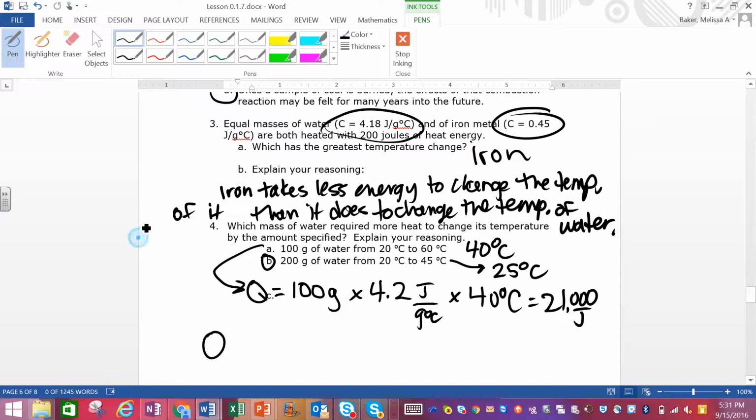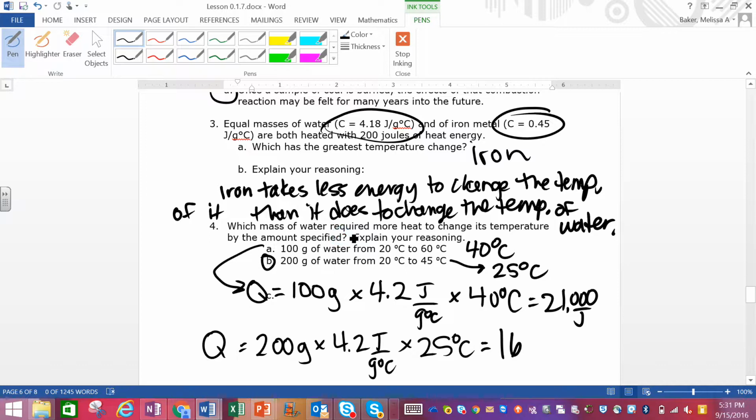Okay, how about letter B? Q is 200 grams times 4.2 joules per gram degree Celsius times a temperature change of 25 degrees. That's 16,000. Oops, I wrote this wrong up here. Sorry, I was looking at my wrong answer. Go back.